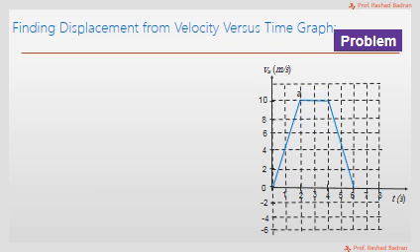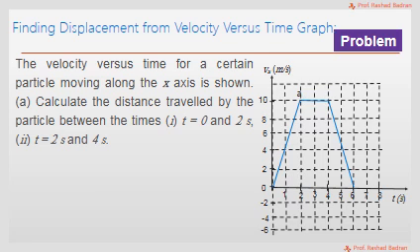In previous sessions, we learned how to find the velocity from the graph of displacement versus time. In this session, we're going to learn how to get the displacement from the velocity versus time. The figure shows the velocity of a particle moving along the x-axis plotted versus time. And the motion, as the graph shows, has three intervals.